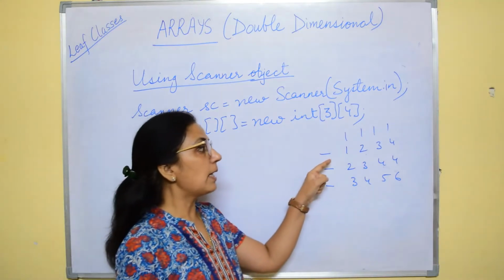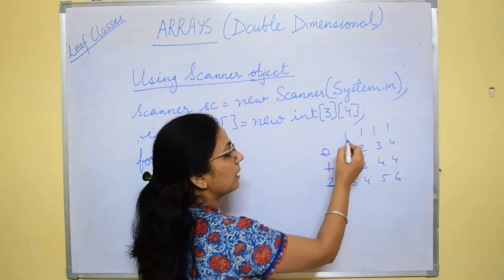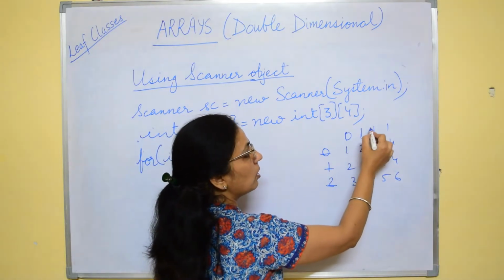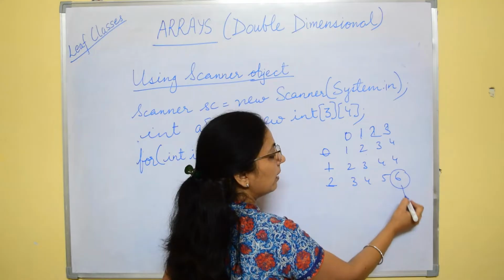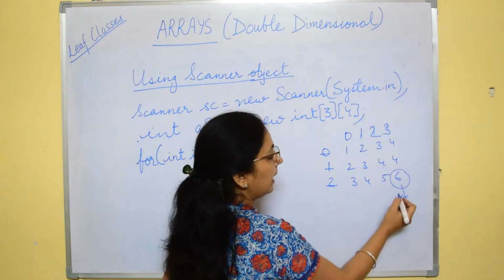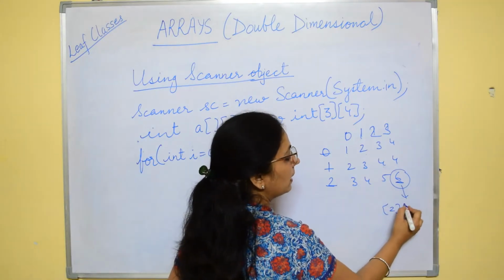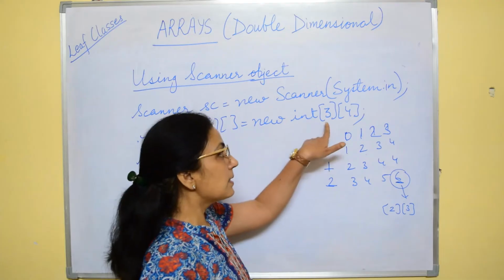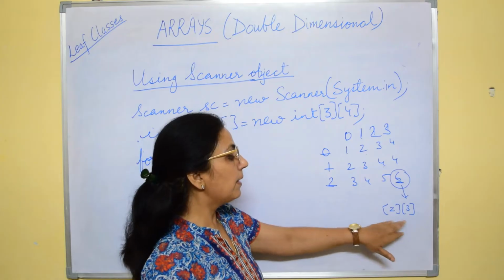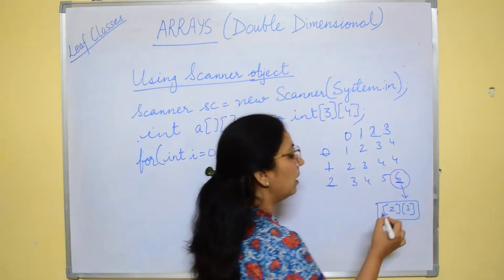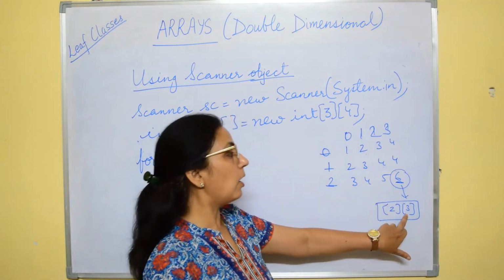So here the outer loop will go from 0. Yes, we know that the first row is 0th row, first, second, then this is 0 column, first column, second column, third column. So if the size is 3 by 4, the index number of the last value will be 2 by 3. That means size minus 1 for row and column minus 1 for column. The last address of the double subscripted value will be row minus 1 and column minus 1.